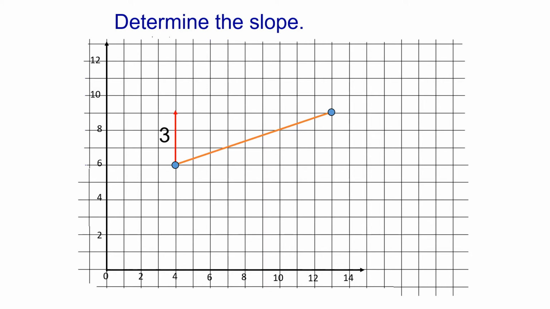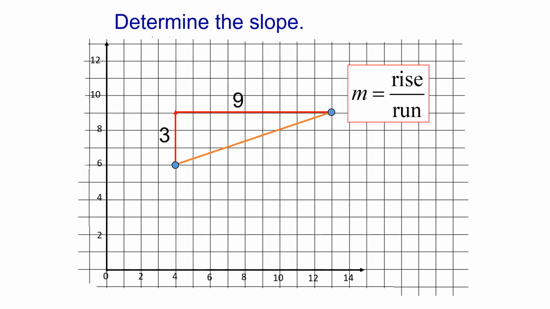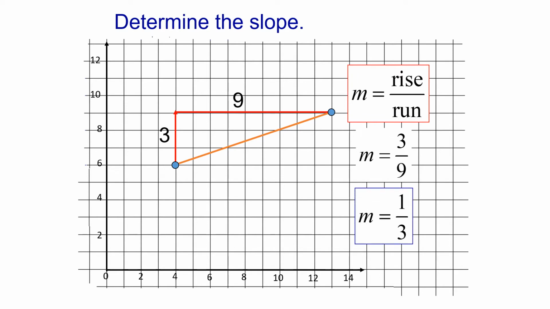Then I draw a triangle to calculate the rise and the run, and I count it out, 3 and 9. So the formula that you have to memorize is slope equals rise over run. That's 3 over 9, and that reduces to 1 over 3. So that's the slope of that line.